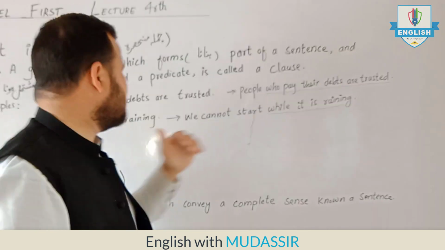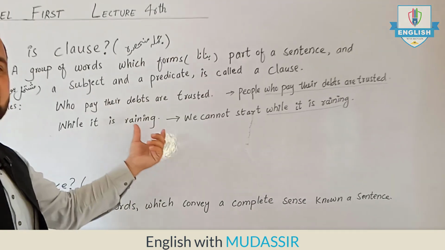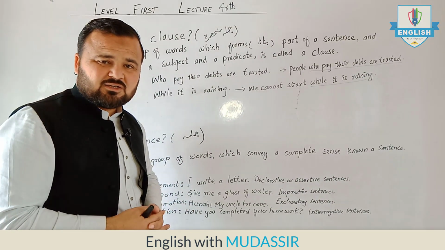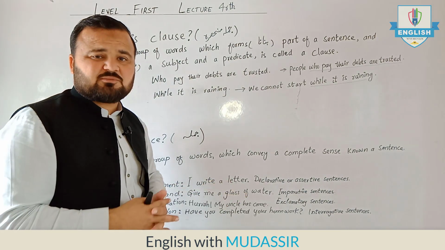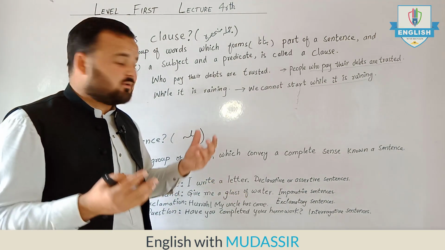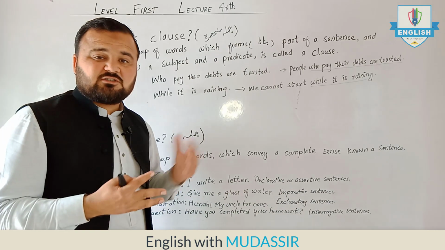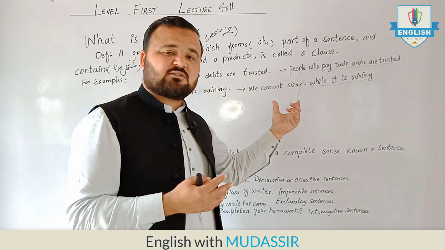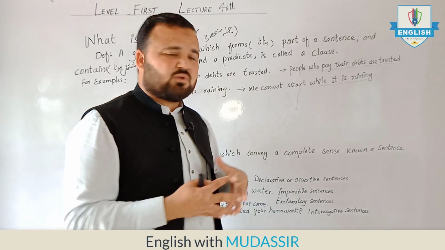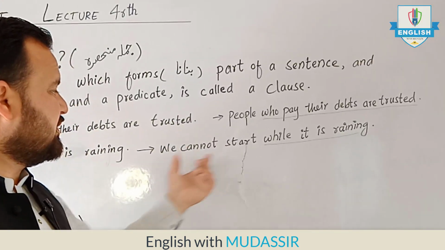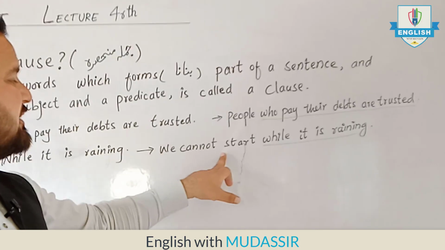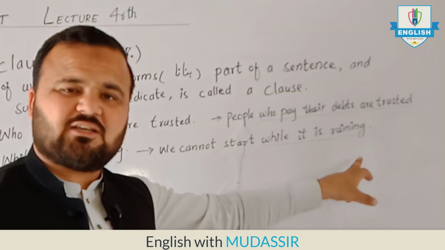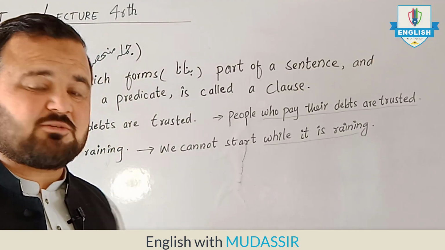Look at the second example. While it is raining. Here the concept is not clear, there is no full meaning. It didn't convey a message. So it is a class. But if we attach some words with that, it will convey a full meaning, so it is a sentence. We cannot start while it is raining. So it is a full statement.